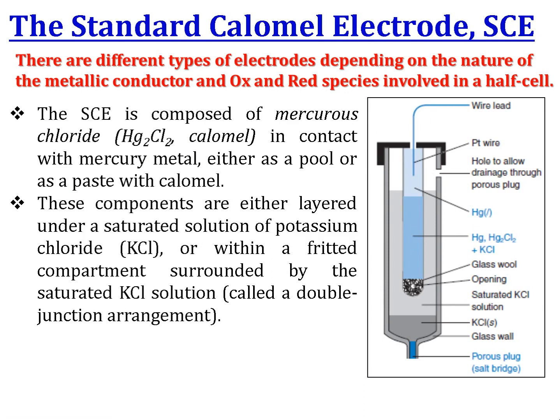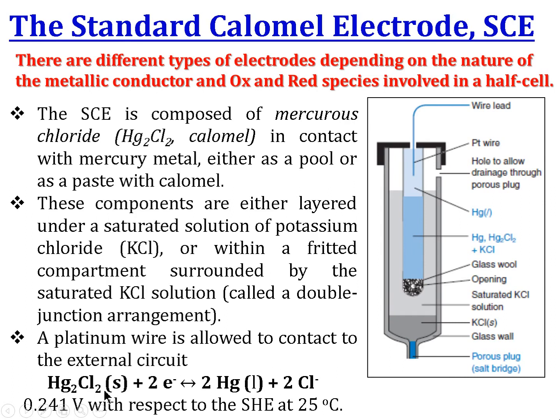These components are layered under a saturated solution of potassium chloride or surrounded by the saturated KCl solution. This is called a double junction arrangement. A platinum wire is allowed to contact the external circuit. Hg2Cl2 plus 2 electrons gives 2Hg liquid plus 2Cl-, and the potential is equal to 0.241 volt with respect to the SHE at 25 degrees.